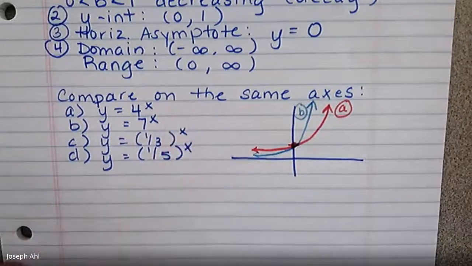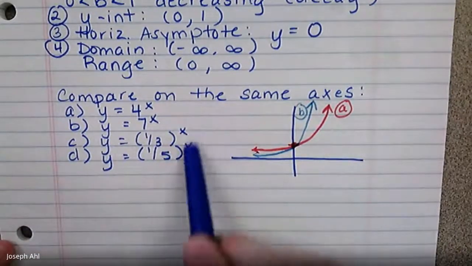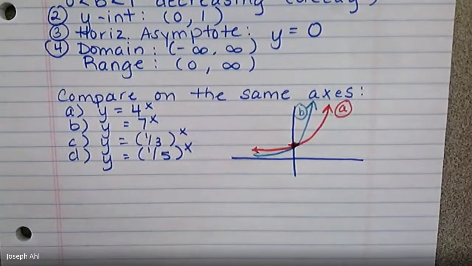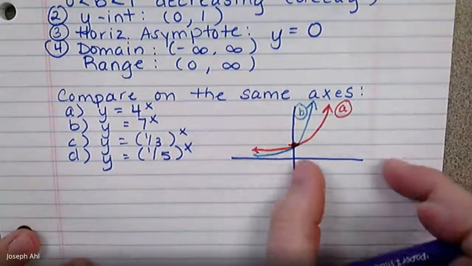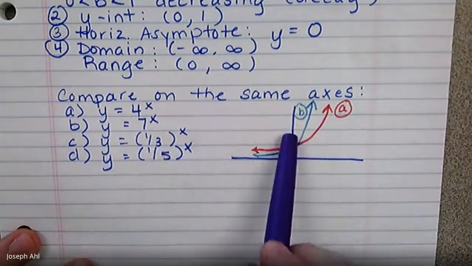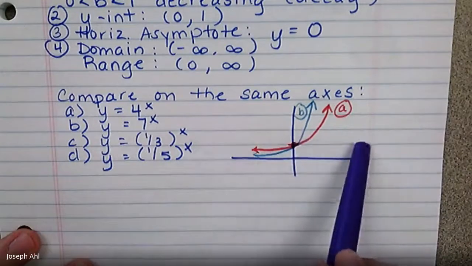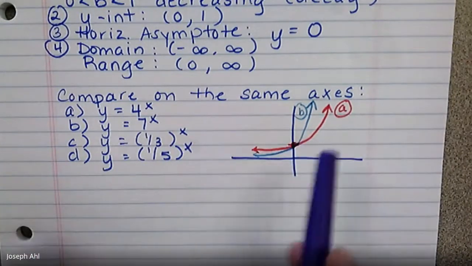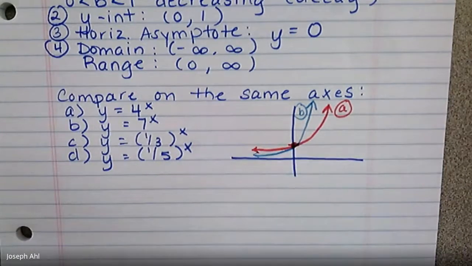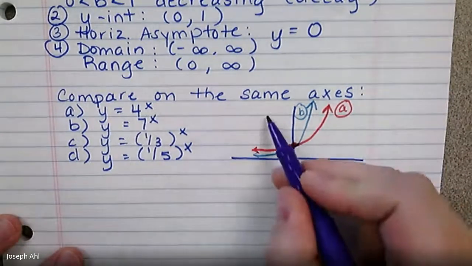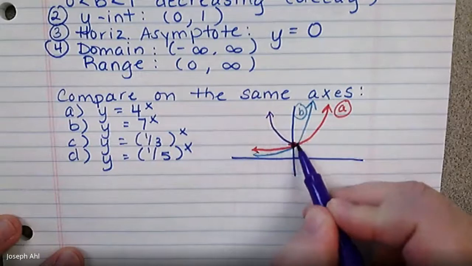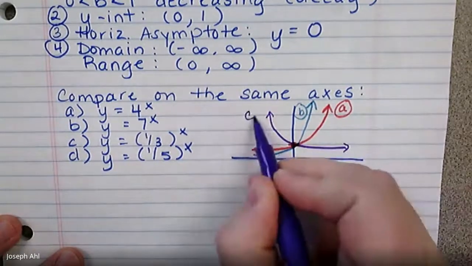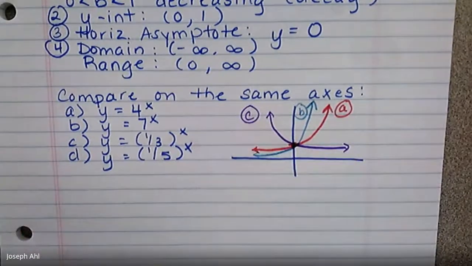And you can probably use similar properties to talk about what 1/3 to the x versus 1/5 to the x would look like. So on the positive side, again, 1/5 is going to be lower than 1/3. 1/3 will not decrease as quickly as 1/5 to the x would. So if I start with 1/3 to the x, maybe I'll graph something that looks like this. For C, 1/3 to the x.